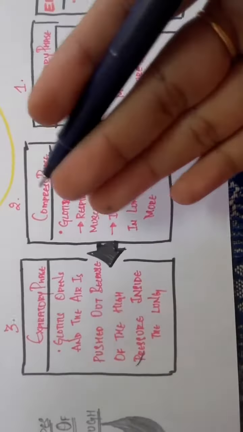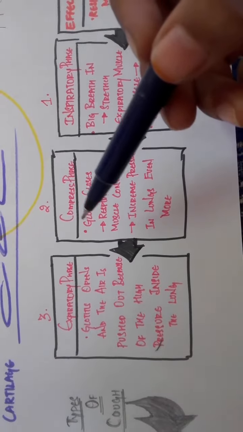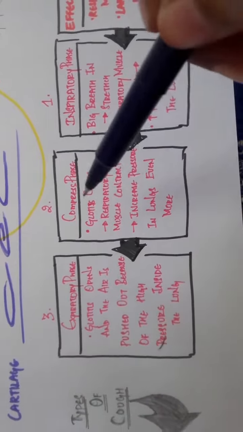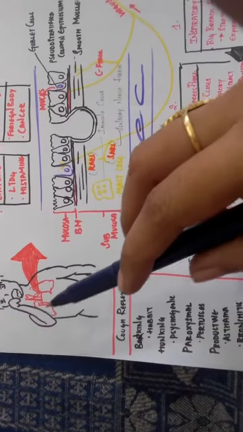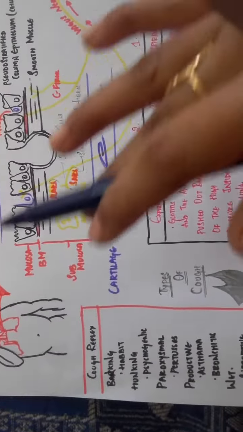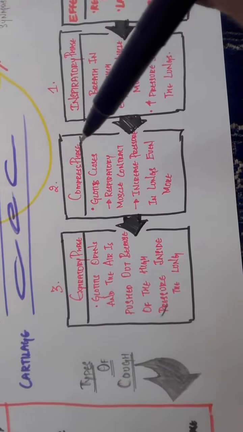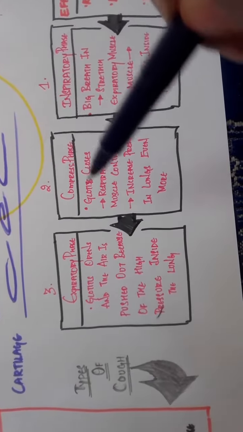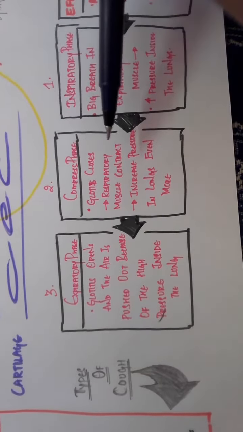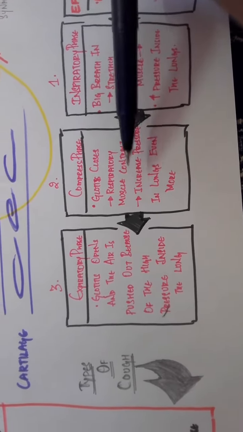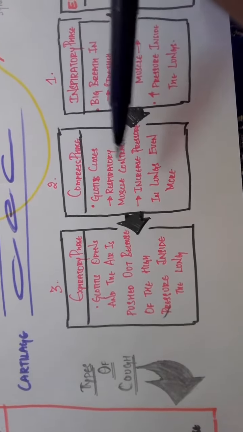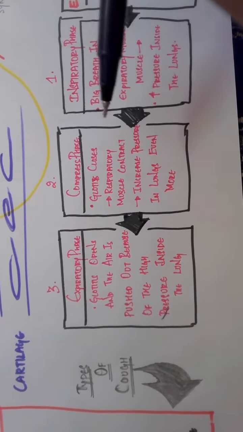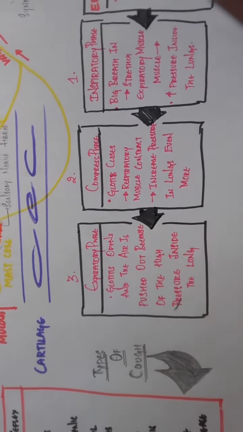Now coming to the second one, that is the compression phase. The glottis is the opening to the lungs. In the compression phase the glottis will close, and the respiratory muscles will contract, and this contraction of the respiratory muscles results in increasing the pressure inside the lungs.